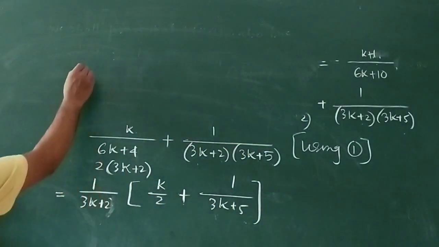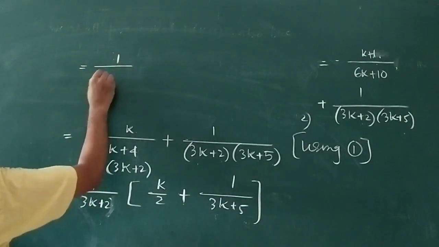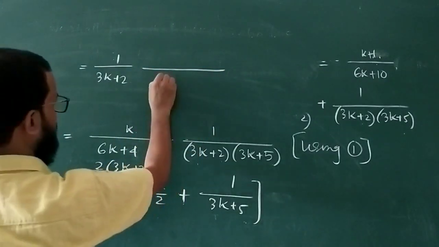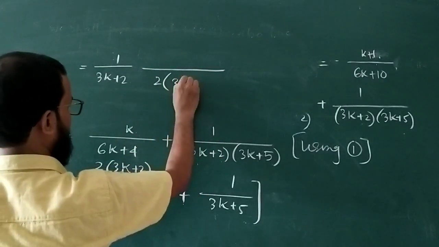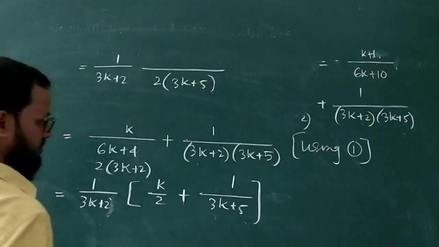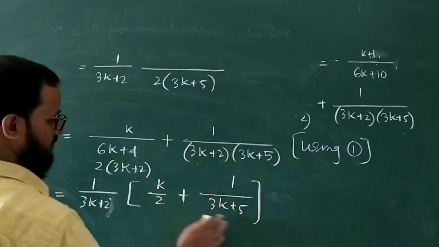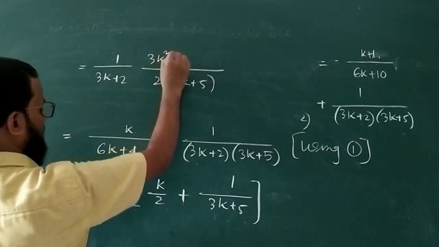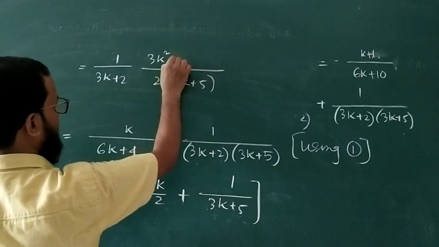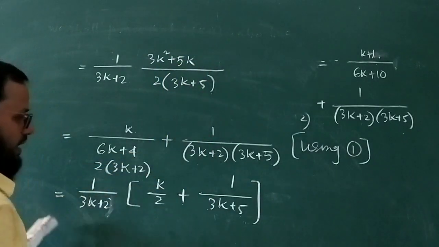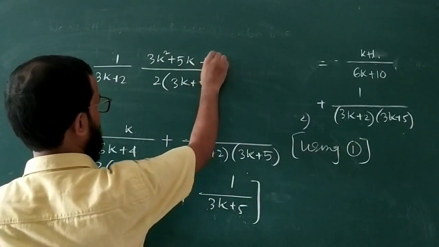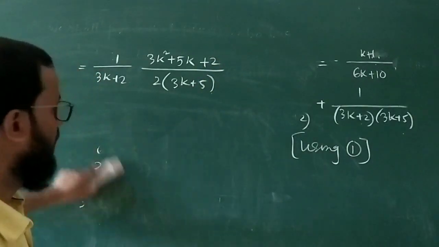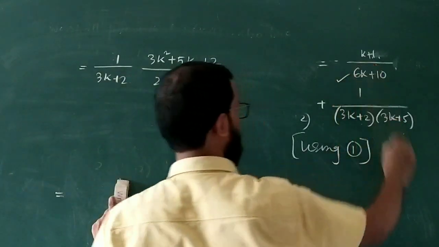So here it will be 1 by (3k plus 2), and you take the LCM, which is 2 into (3k plus 5). After taking the LCM, this one will multiply with this, meaning 3k square plus 5k, and this will be multiplied with plus 2. Our aim is to get this.